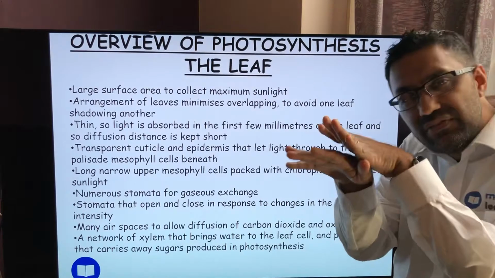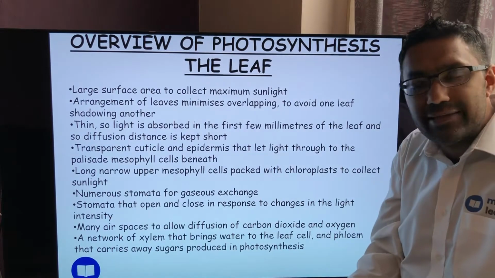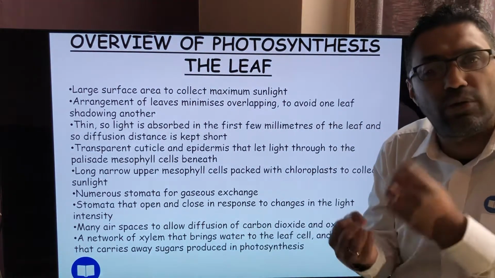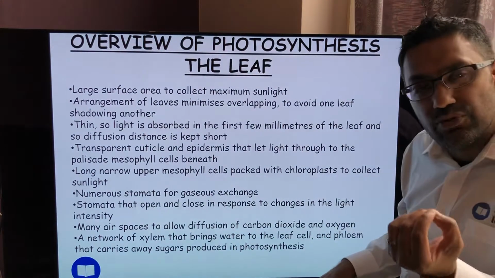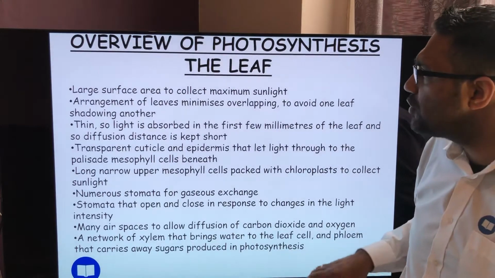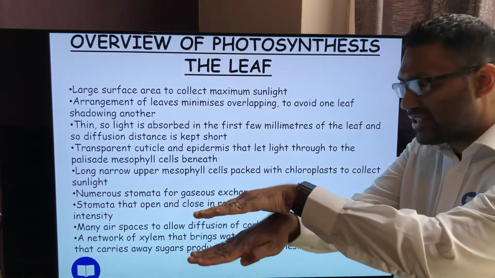Why? Because each of the leaves is orientated in such a way that every little bit of light is captured. If there's a gap and the light's hitting the ground, what a waste. You're trying to capture every single photon possible, because every photon counts towards producing glucose. So your leaves are arranged in a way to minimize overlapping, so that they're not one on top of the other, because that's just completely blocking the light.